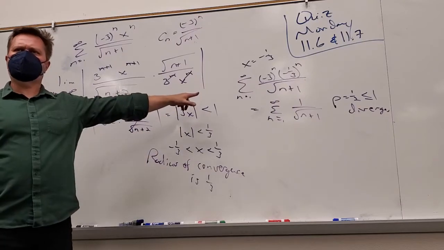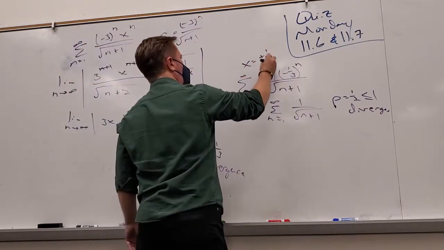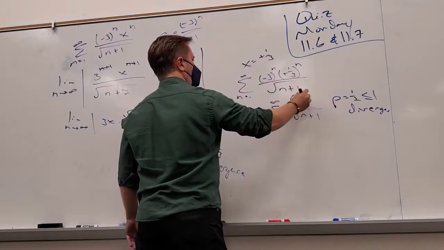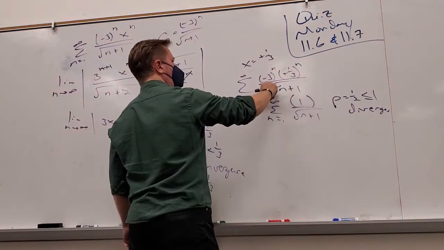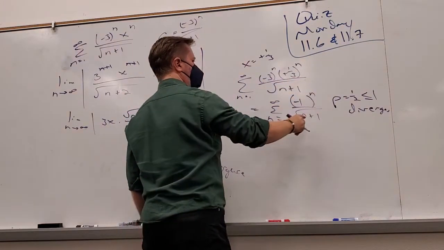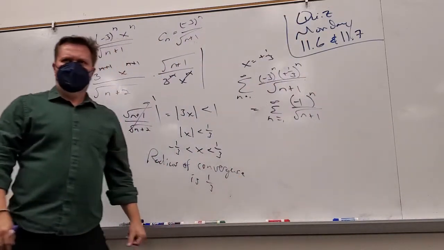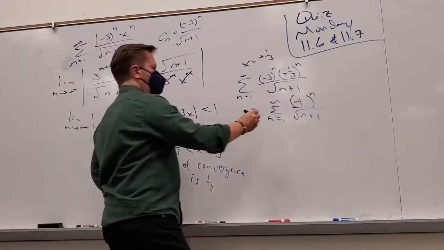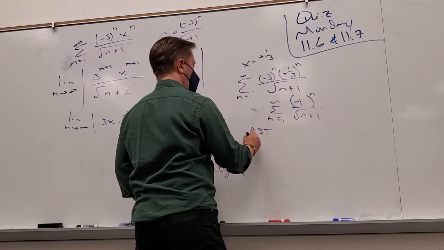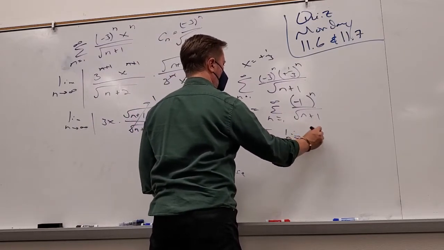So everybody got this here? I'm going to be very lazy just because. If I make this positive 1/3, what do I get now? Negative 3 times 1/3 is negative 1. What kind of series is that? Alternating. What do you need for an alternating series? The limit goes to 0 and it's decreasing. The limit is obviously 0.